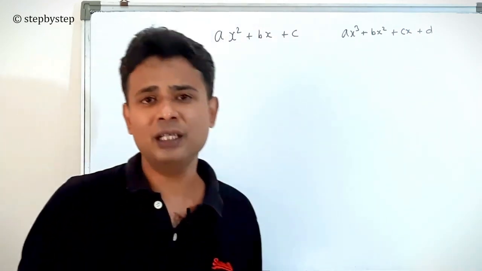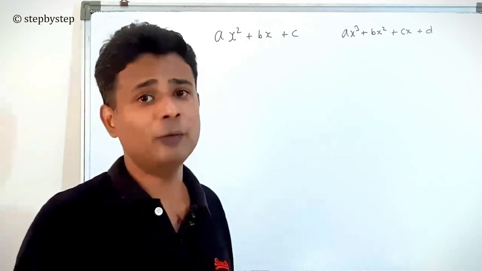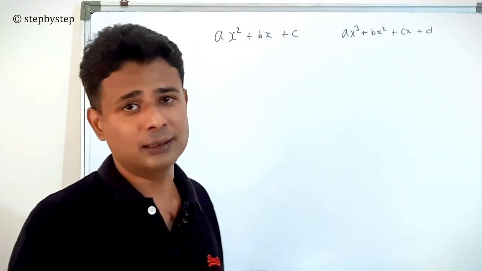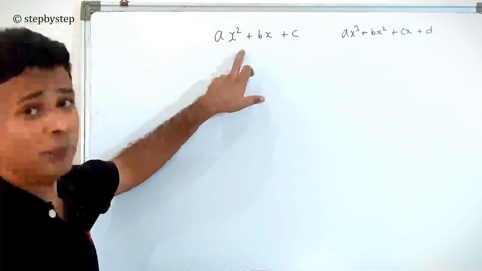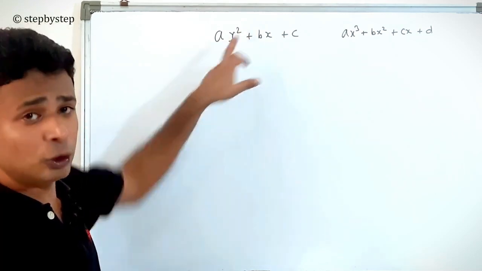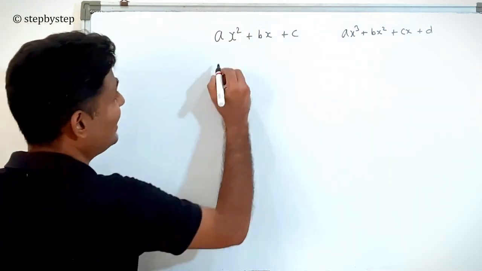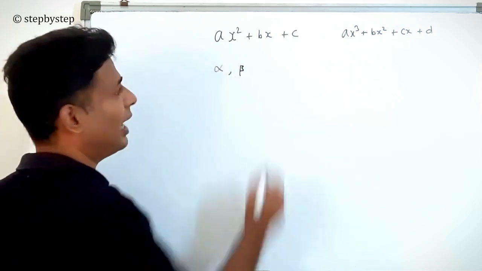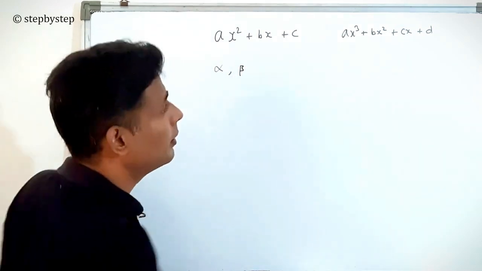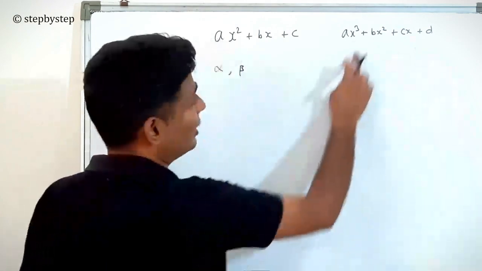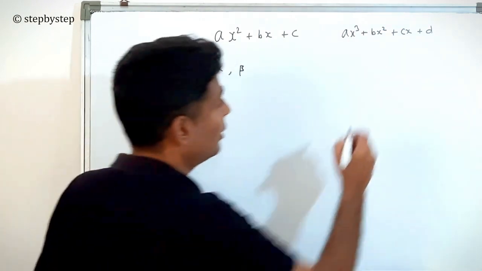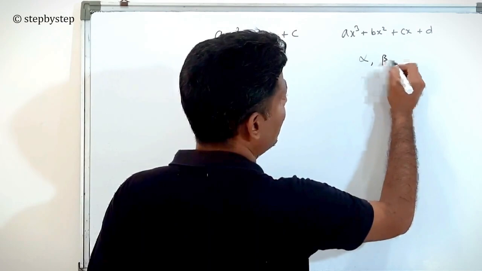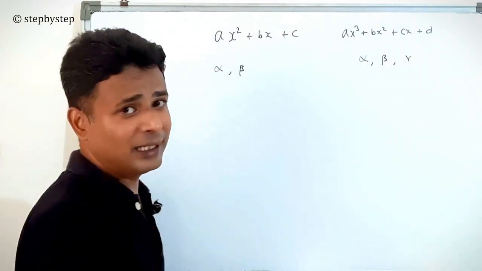Now we get a relationship between zeros and coefficients. How many zeros will this polynomial have? Highest power is 2, which means 2 zeros. Let's say the zeros are called alpha and beta. How many zeros will this have? It's a cubic polynomial, highest power is 3, which means the zeros are alpha, beta, gamma. There will be 3 zeros.